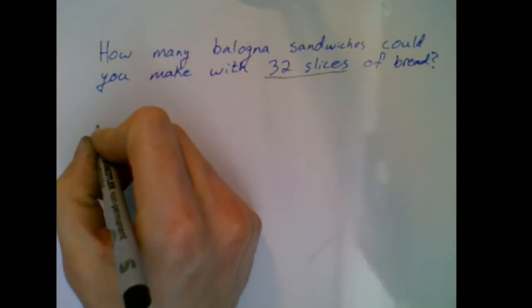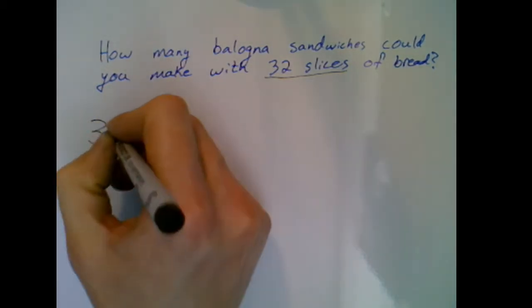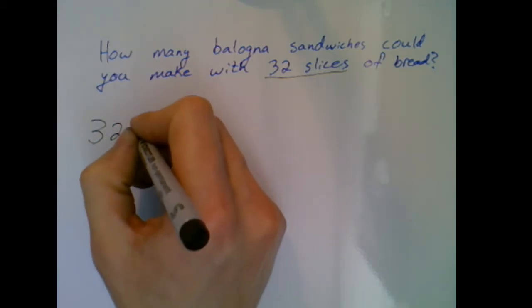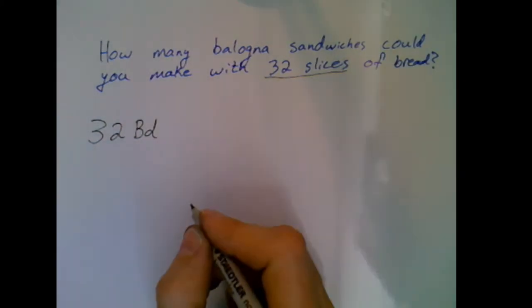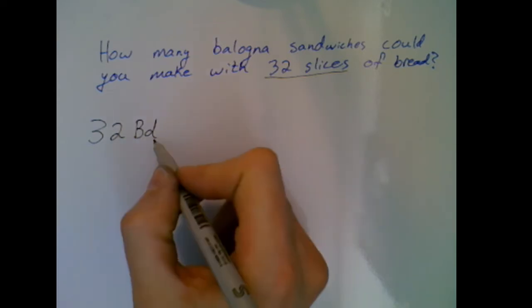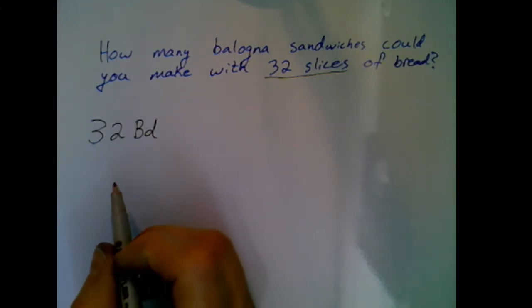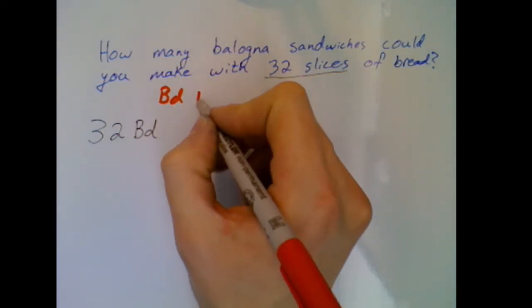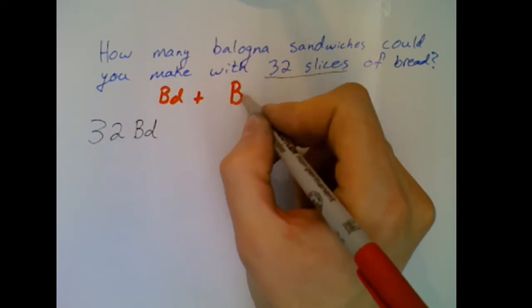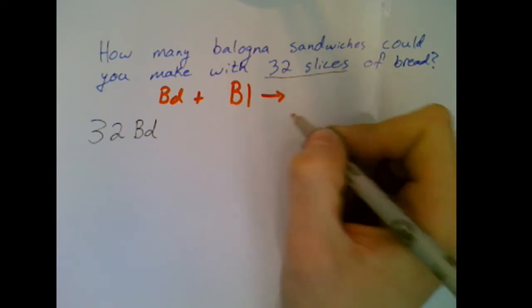So here's what we're going to do: the same thing we've been doing all along. We're going to start with what we know. I know that I have 32 slices of bread. And let's think for a minute. What is my actual relationship here? Well, the relationship is like a formula or a balanced equation. In order to make a sandwich, we need bread. But this is a bologna sandwich, so we also need bologna. And combining these, we will end up getting our sandwich.